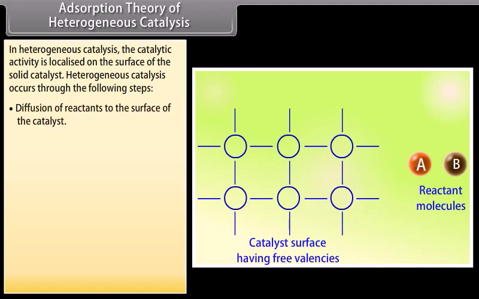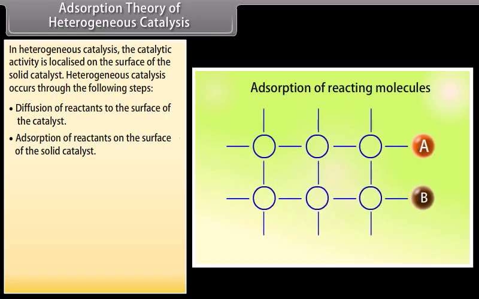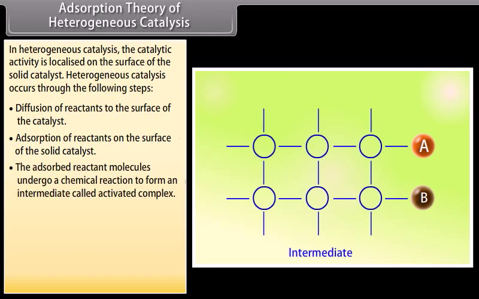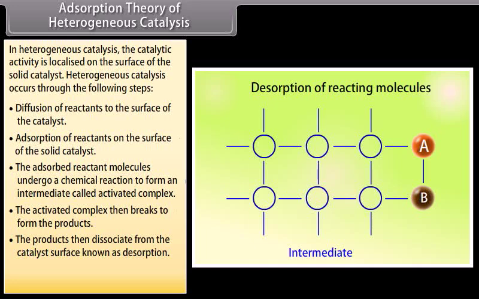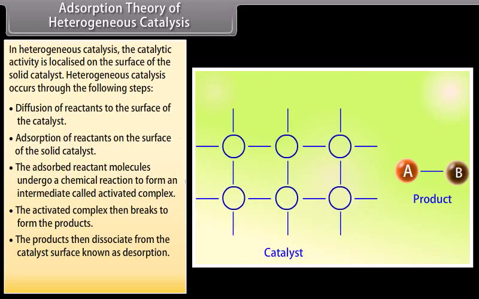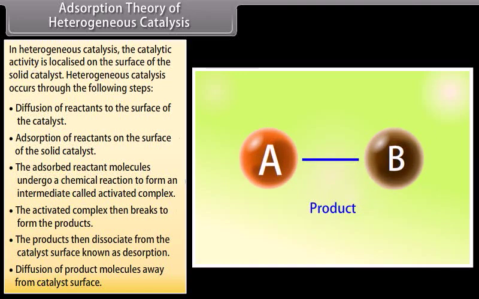Diffusion of reactants to the surface of the catalyst, adsorption of reactants on the surface of the solid catalyst. The adsorbed reactant molecules undergo a chemical reaction to form an intermediate called activated complex. The activated complex then breaks to form the products. The products then dissociate from the catalyst surface, known as desorption. Diffusion of product molecules away from the catalyst surface.